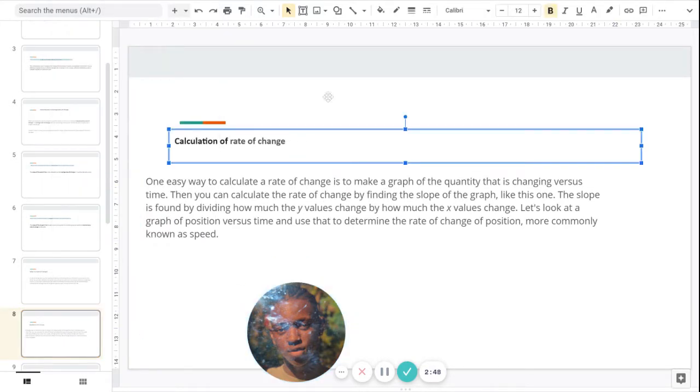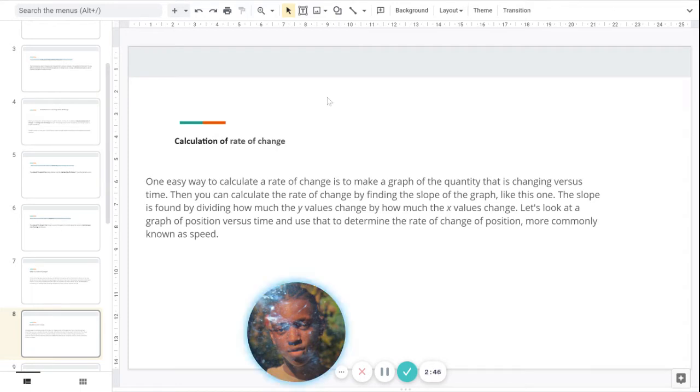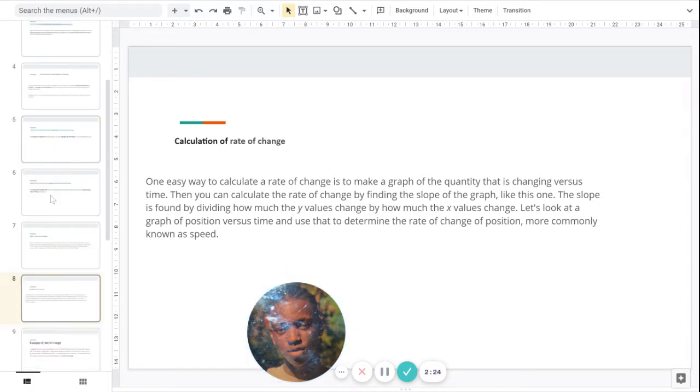Calculation of rate of change. One easy way to calculate the rate of change is to make a graph of the quantity that is changing versus time. Then you can calculate the rate of change by finding the slope of the graph like this one. The slope is found by dividing how much the y values change by how much the x values change. Let's look at a graph of position versus time and use that to determine the rate of change of position, more commonly known as speed.